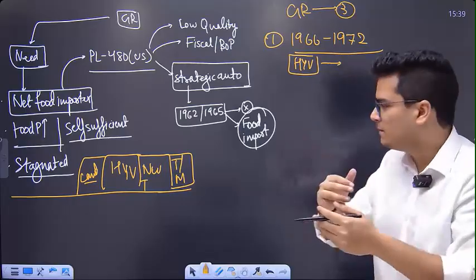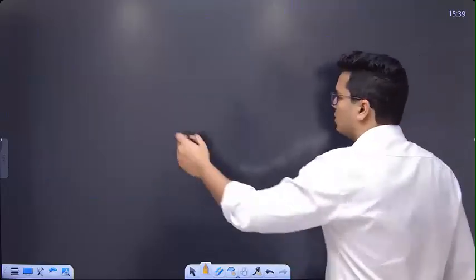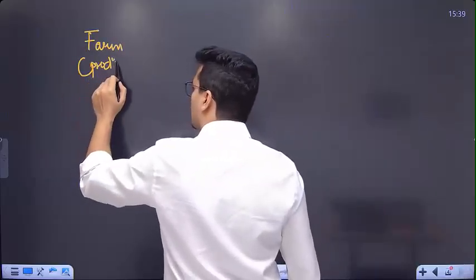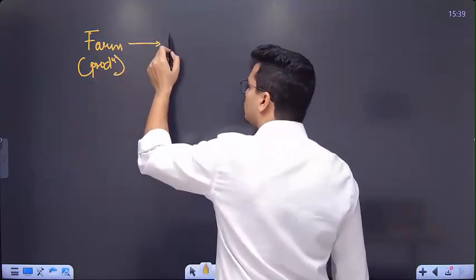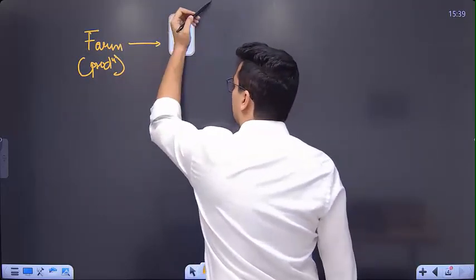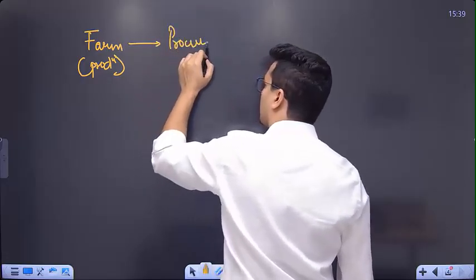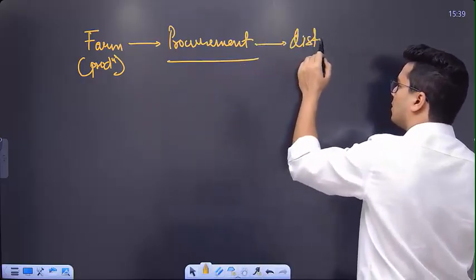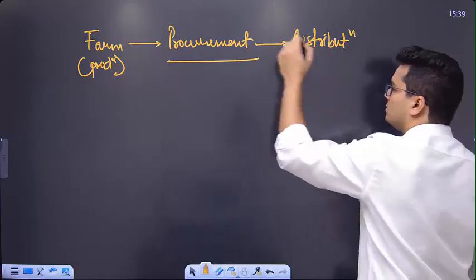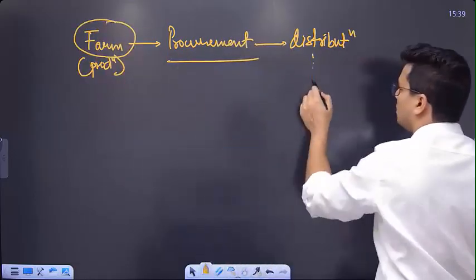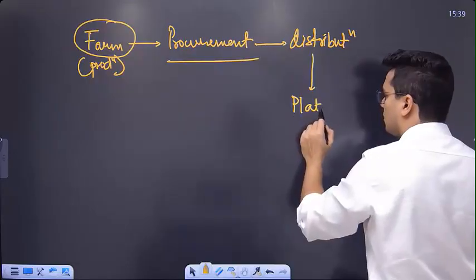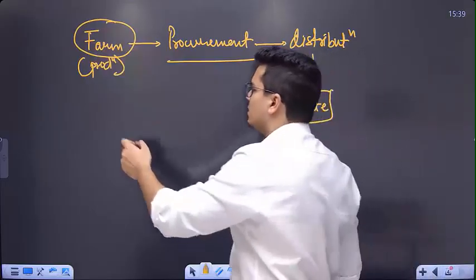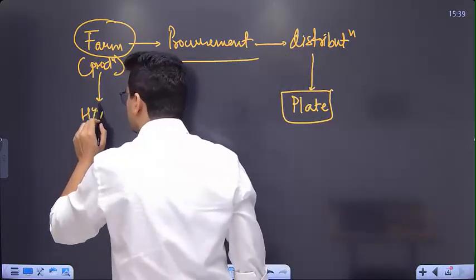But you also need to take the food from the farm. Let's say at the farm production has increased. But you also have to do what? You also have to do proper procurement. Then you have to do proper distribution. Only then this food from the farm goes to the plate. So for farm production, the intervention that we made was high yielding variety of seeds.